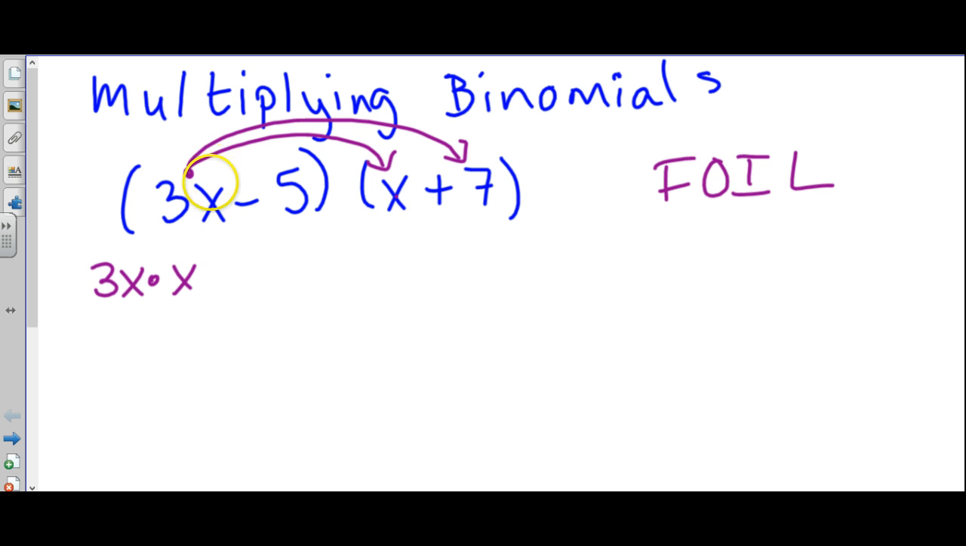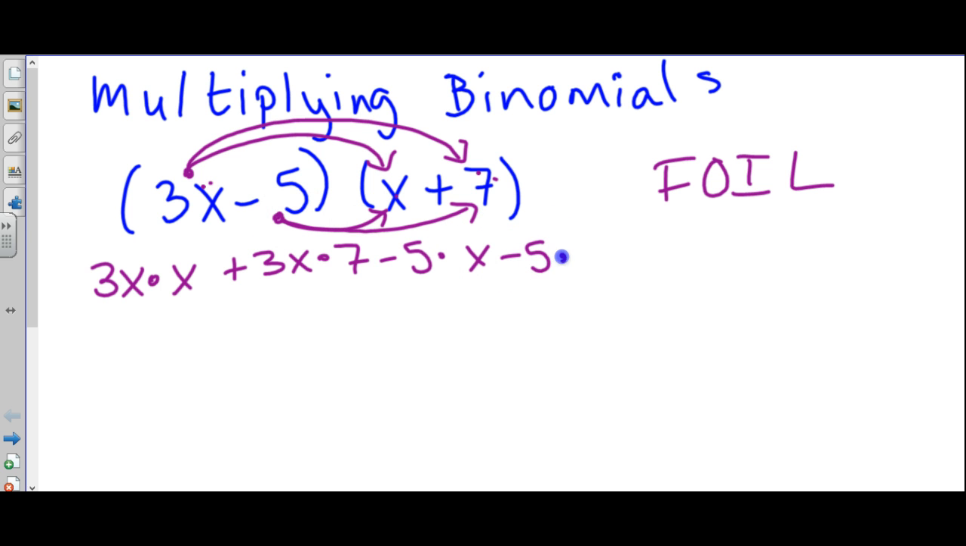So 3x times x was first times first, that's the F for FOIL. 3x times 7 was the outside times the outside, because 3x is both the first and the outside. So 3x times 7 came next. Then I is inner, so negative 5 times x, inner times inner. And last times last, negative 5 times 7. You don't necessarily have to write out this middle step. It can be helpful though, but you could just multiply it in your head and write your final answer.